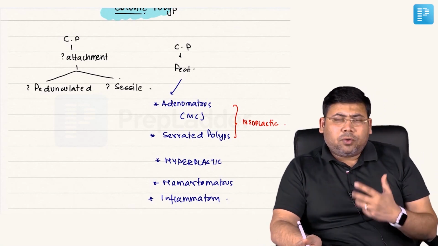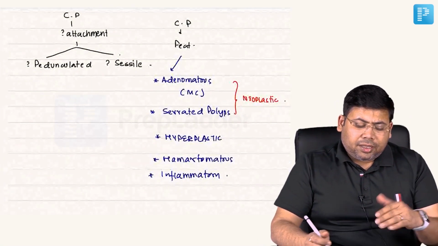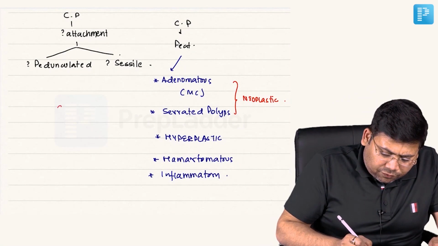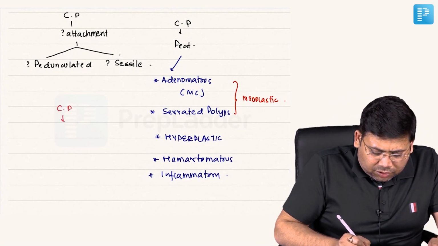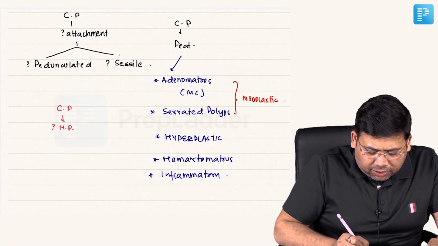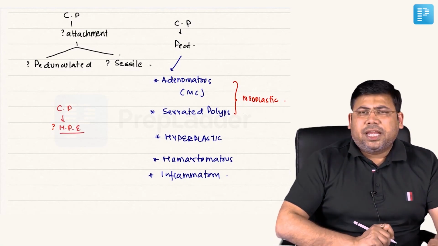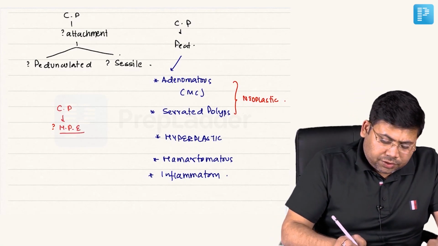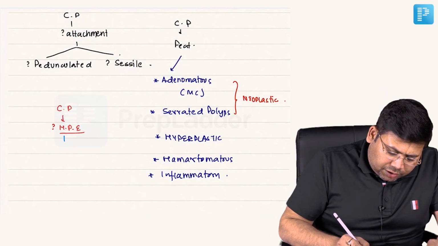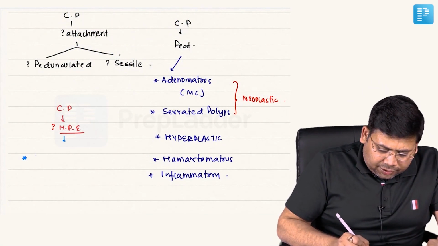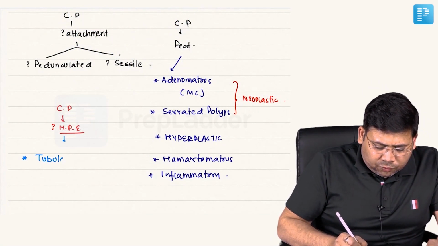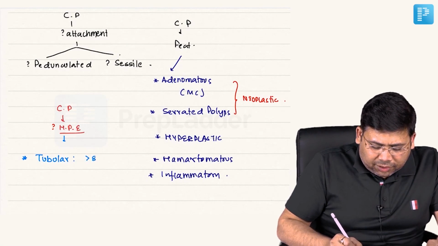Then when we talk about the polyps, there is one more classification of colonic polyp. This is on the basis of histopathological evaluation, HPE. Now according to this, the polyp can be either tubular. When will you say a polyp is tubular? When more than 80% tubule content is there.